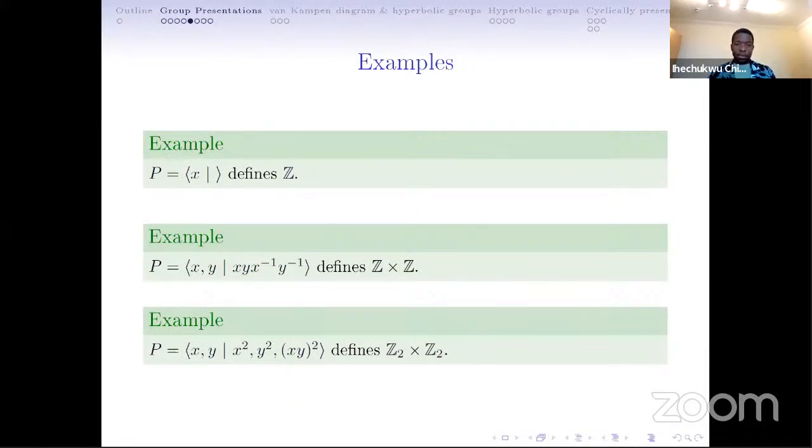Okay, so here are some examples. This is a presentation of a free group of rank 1, or the integers. Every element in this group is just X to the power of n, positive or negative, and you can see a clear isomorphism from this group to Z. When you think of Z as integers under addition, the isomorphism just takes X to its power. Here is a presentation for the free abelian group of rank 2, Z cross Z. And here is a presentation for Z2 cross Z2.